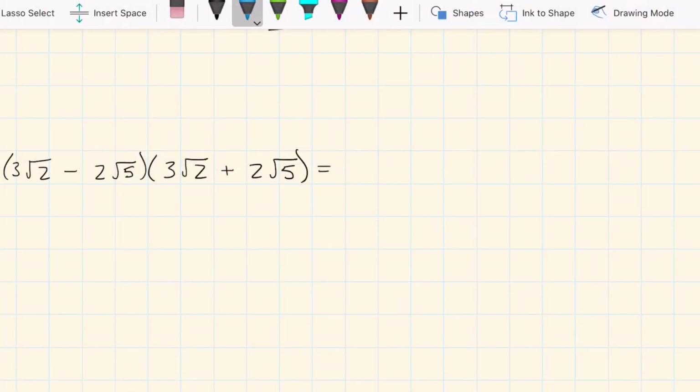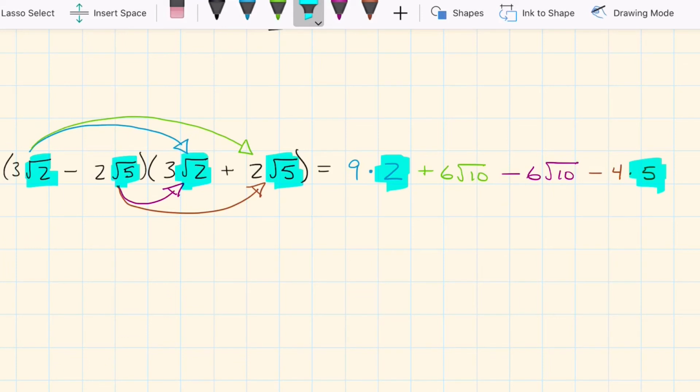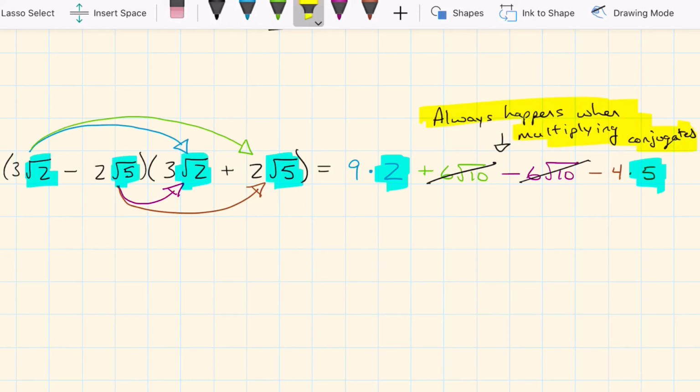All right, so let's do the second example of multiplying conjugates. 3 root 2 times 3 root 2 is just 9 times 2, because root 2 times root 2 is just 2. 3 root 2 times 2 root 5 is 6 root 10. Negative 2 root 5 times 3 root 2 is negative 6 root 10. And then negative 2 root 5 times 2 root 5 is minus 2 times 2 is 4, and root 5 times root 5 is just 5. Again, in the middle, the 6 root 10 and the negative 6 root 10 cancel.